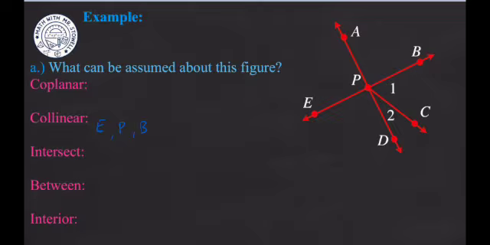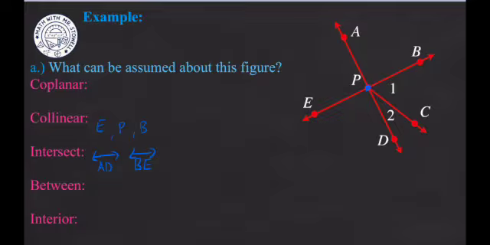Intersecting. If two lines cross, they intersect. We can assume that P, let me use a different color, P is a point of intersection. We can assume that line AD intersects line BE. Okay, so we can assume this line AD intersects line BE. We can assume that.